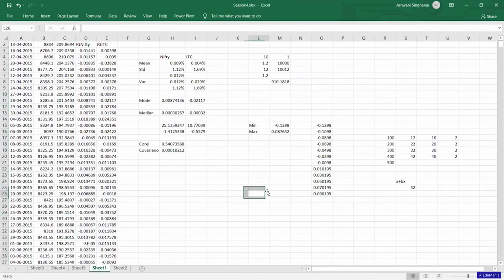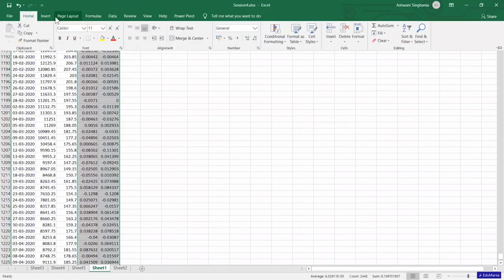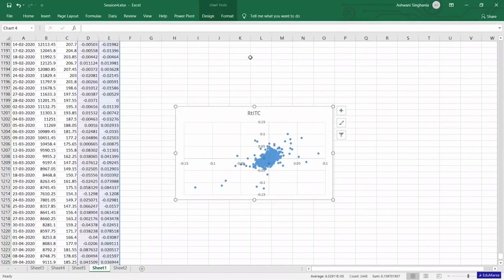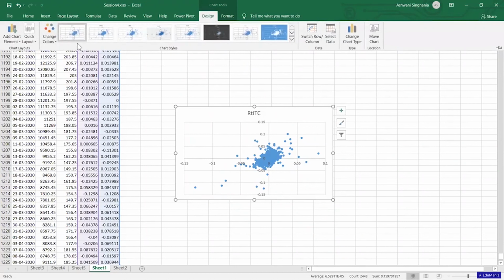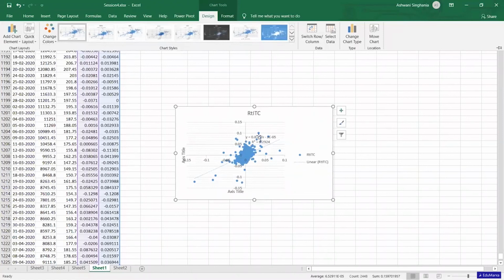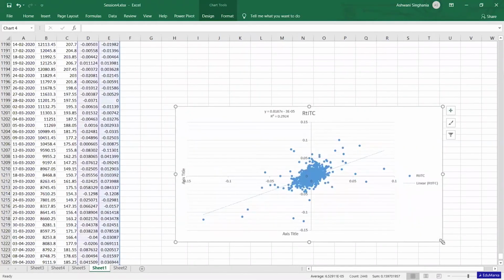Let's quickly see how to get the equation. From insert, we get the scatter diagram. Yeah, so this is the kind of data, and now I want to add the line and the equation to it. We can do it from here. So see, this is the regression equation we have here, and this is the line which we were getting in the last graph also.